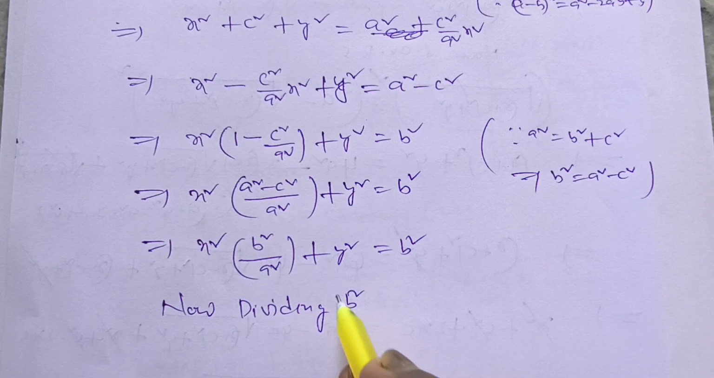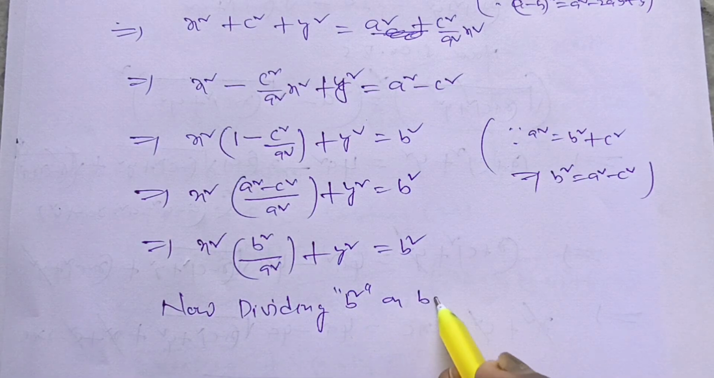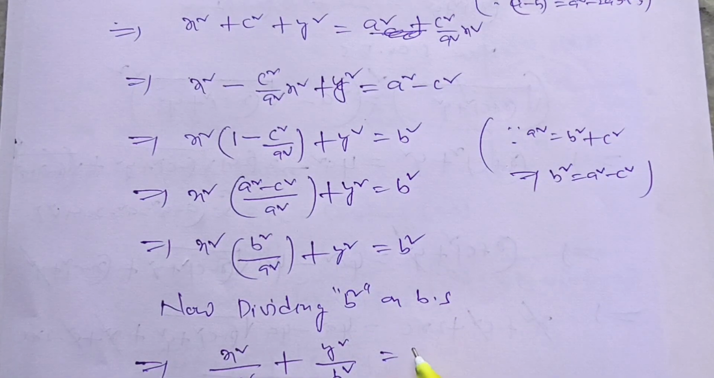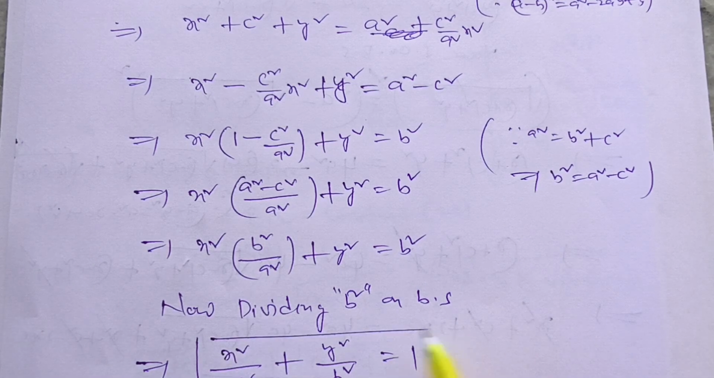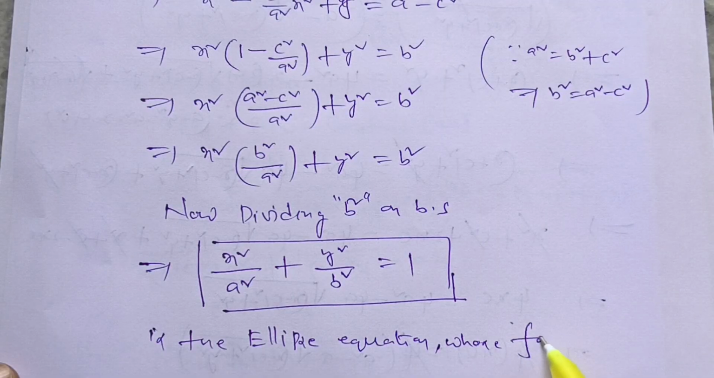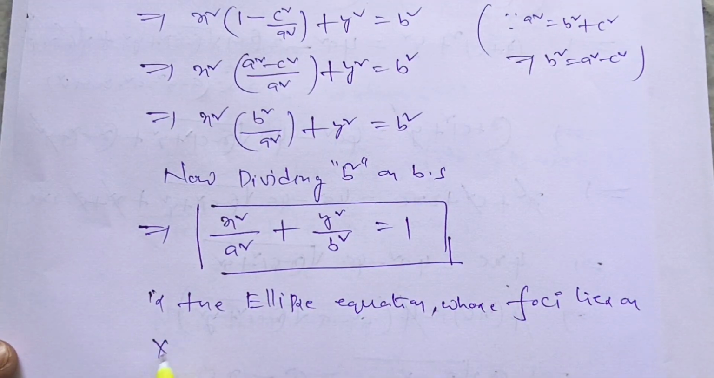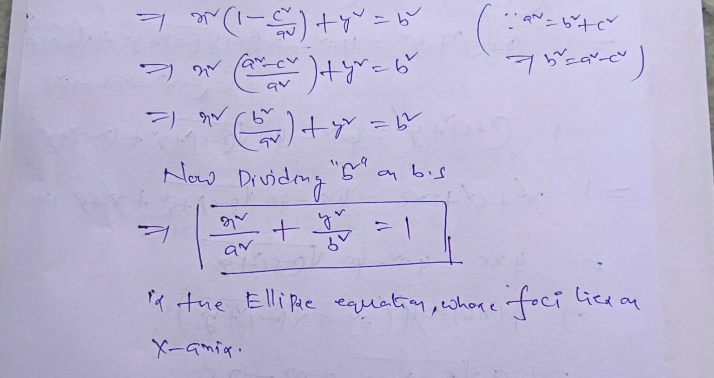Now dividing b square on both sides of this equation. So here to the first term, on dividing, b square cancels, then the remaining value is x square by a square plus y square by b square is equal to b square by b square means 1. This is the equation of ellipse whose foci lie on the x-axis.